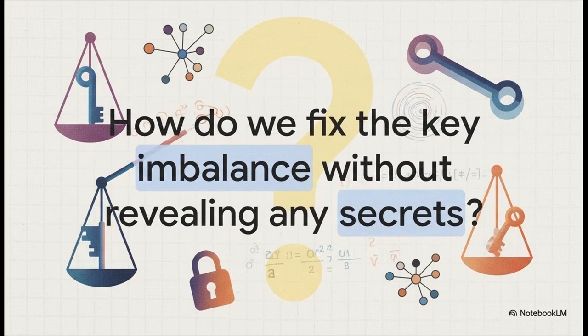So here's the next challenge for us. How do we get those keys to balance out just like the amounts did? And this is the tricky part. We have to do it without revealing a single thing about those secret keys. How in the world do we pull that off?